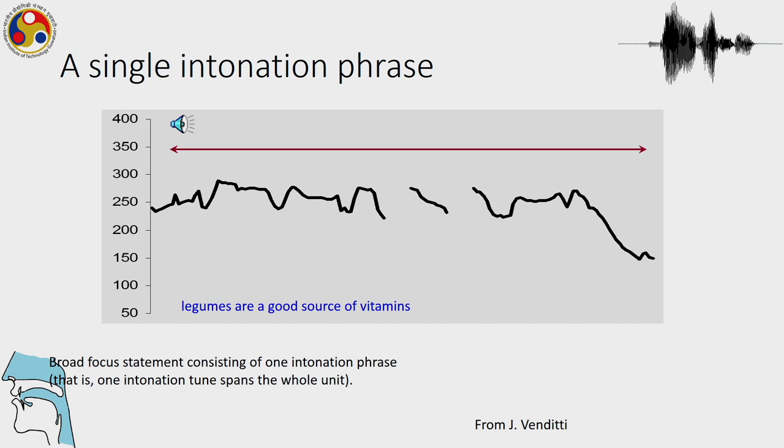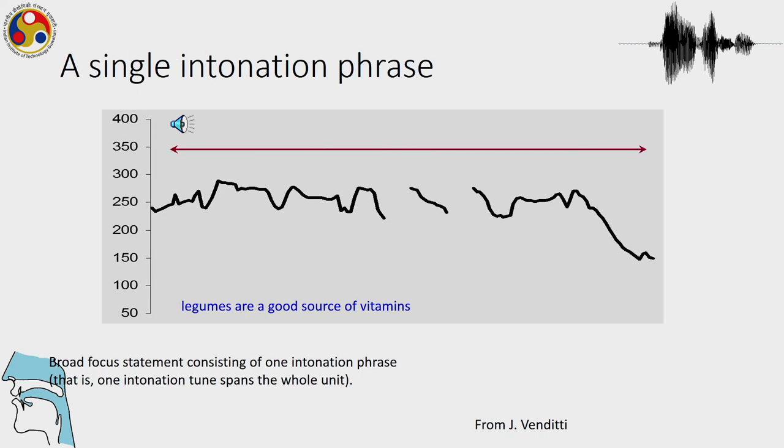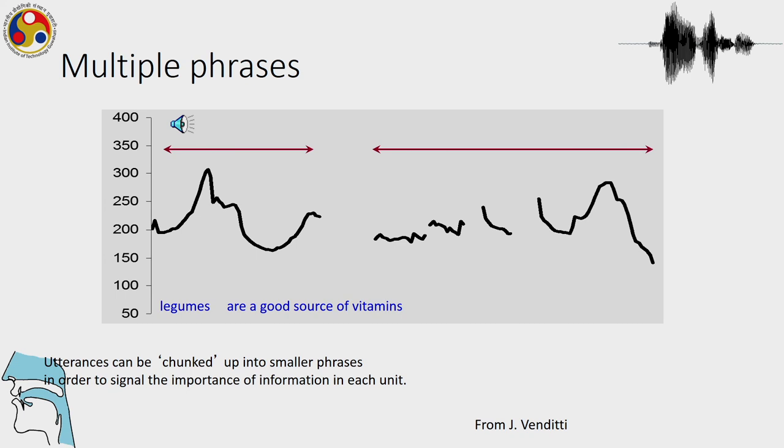Okay, and unlike this, let us look at multiple phrases like these. Legumes are a good source of vitamins. So here these utterances are chunked. Legumes are a good source of vitamins. So when that happens, we have a change in the tune of the same text. So when we have multiple phrases of the same sentence, so legumes are a good source of vitamins.